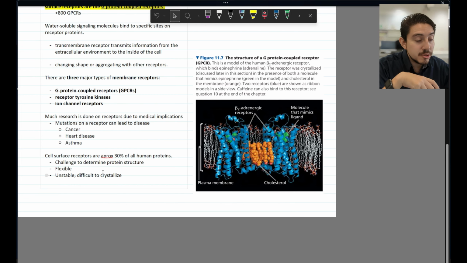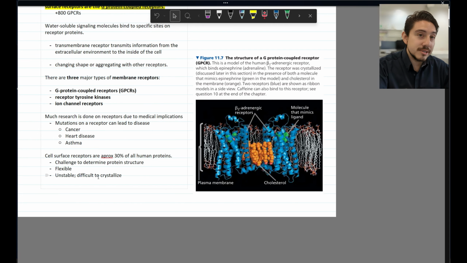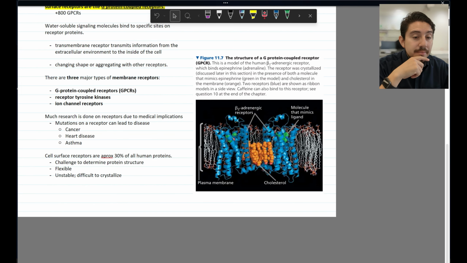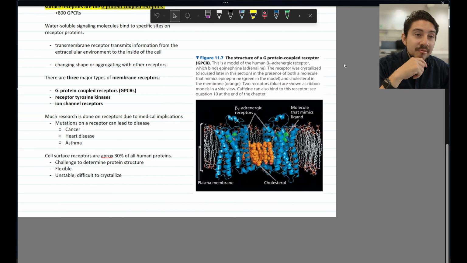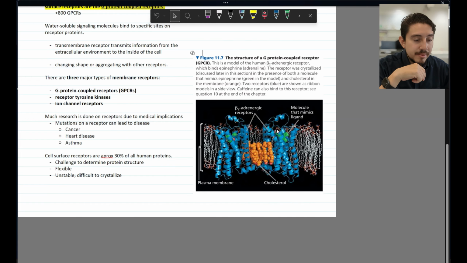It is a challenge to determine the structure of these receptors because they could be quite flexible and change shape, so they're difficult to crystallize. It has been an endeavor for scientists to figure out the 3D structure, but nevertheless, scientists have been able to model many structures. This is an example of a G protein coupled receptor, and a molecular mimic in this particular case.